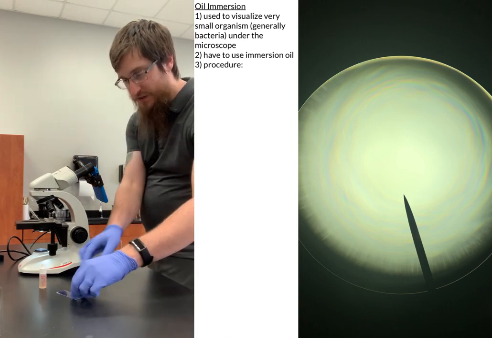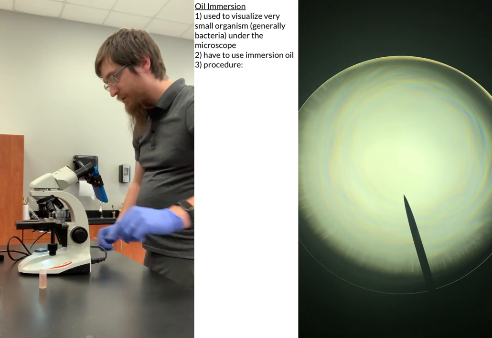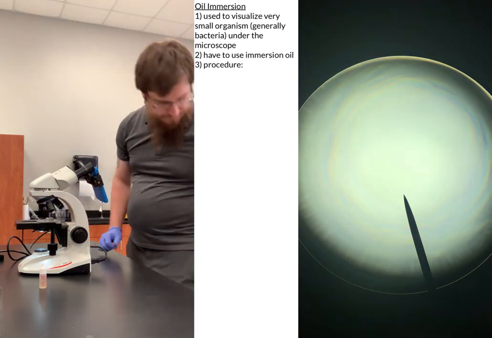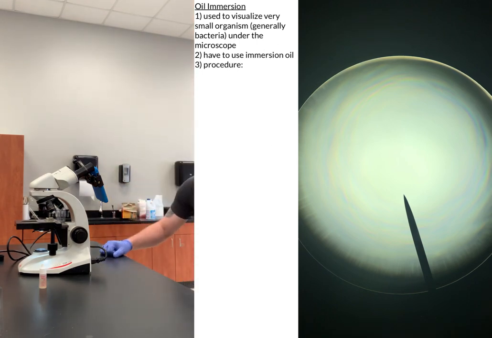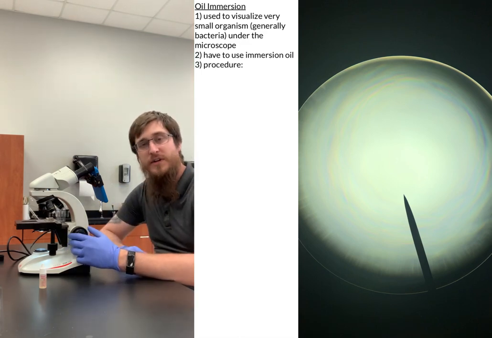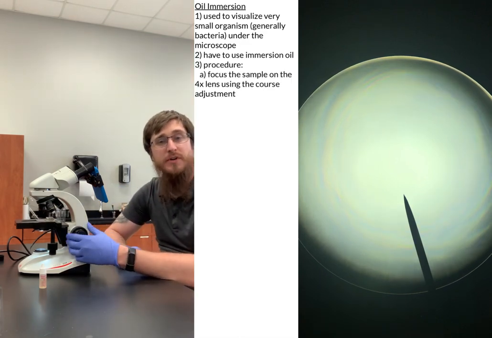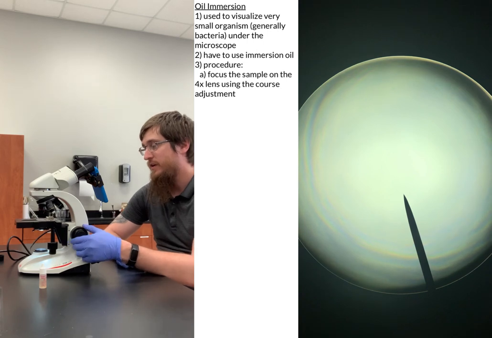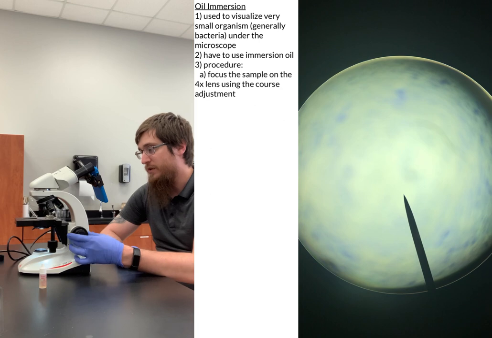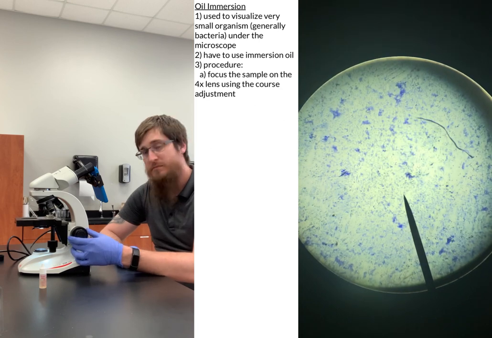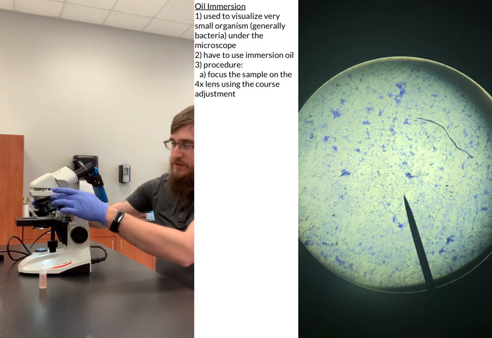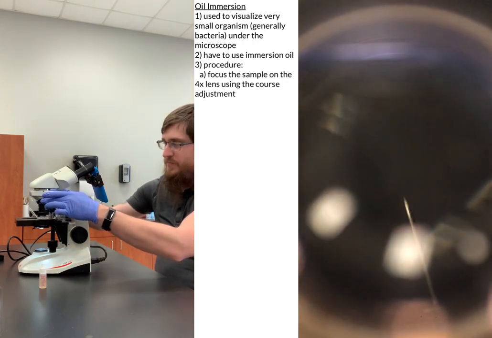So I'm going to get my slide here, which has some bacteria on it, and I'm going to put it on the microscope, and then I'm going to sit down to make this a little bit easier. But again, on my 4x lens, I can use the coarse adjustment knob in order to get into focus. So I stained these bacteria with methylene blue, so we are looking for something blue, kind of like what we have right here.